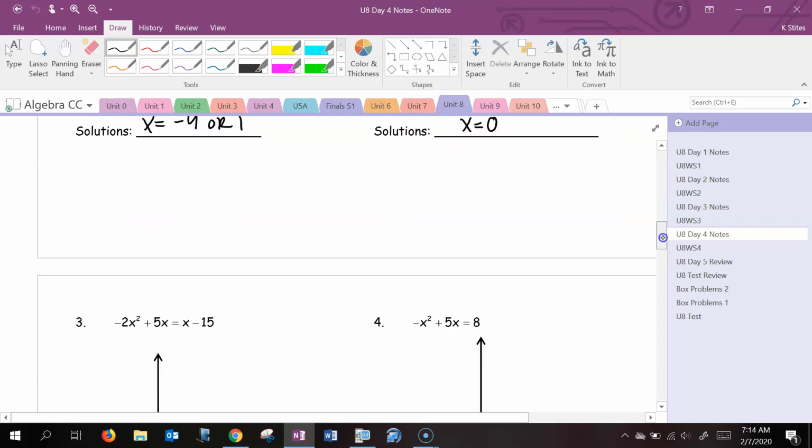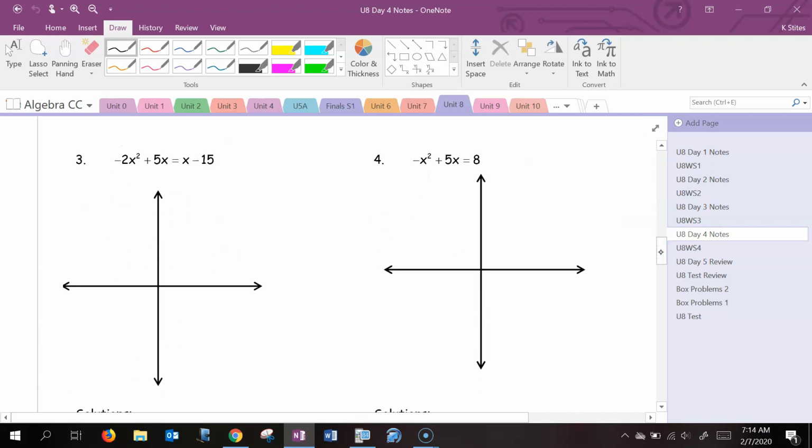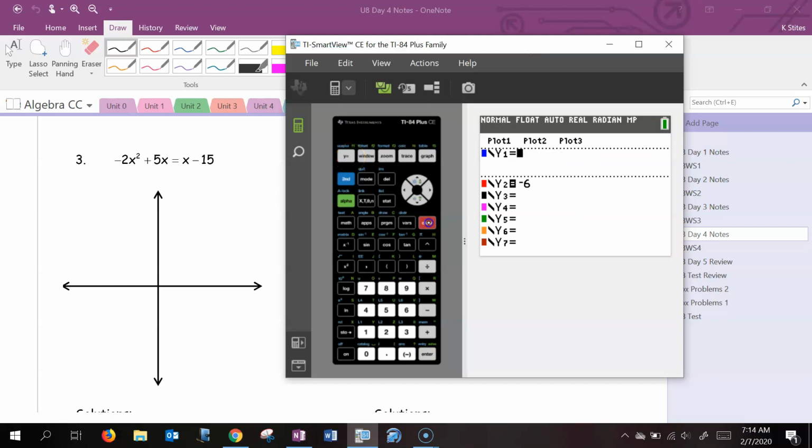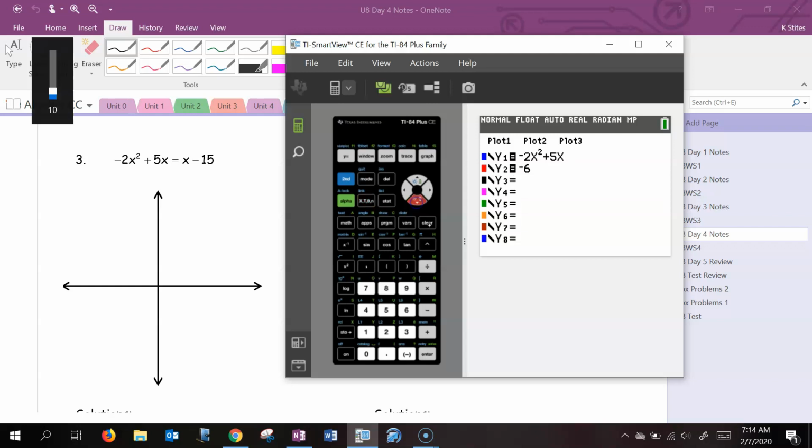All right, let's look at some situations that do not have horizontal lines. So number 3, you'll notice that you've got all this going on here. One thing you could do if you want is that you could move everything to one side. So like subtract your x, add your 15, so you have an equal 0. If you'd like to do that, you can, but you really don't need to. Your calculator will graph this and find your solutions without you moving anything over. Okay, so let's just plug it in as it is. -2x² plus 5x. And then x minus 15 goes in y2.